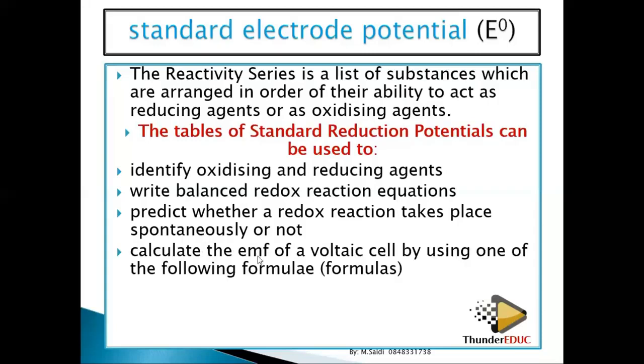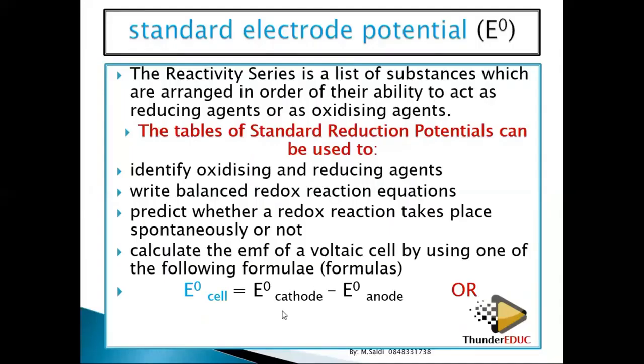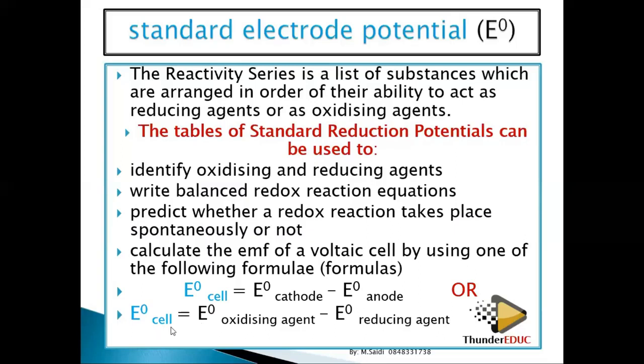And then you can calculate the EMF, electromotive force, of this cell. So basically, this is the formula you are going to be using. The electrode potential of the cell is equal to the electrode potential of the cathode minus that of the anode. Remember, the anode is the negative terminal, so it is the positive terminal minus the negative terminal. So we need to know which one is supposed to be at the cathode and which one is supposed to be at the anode. Or you can use this equation.